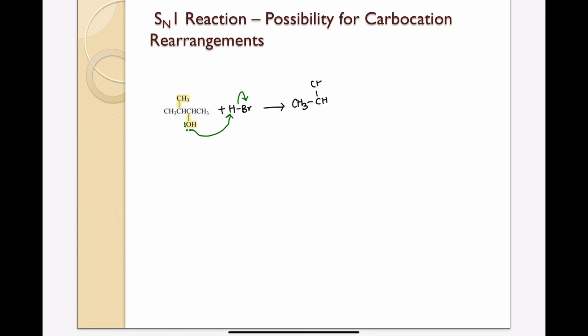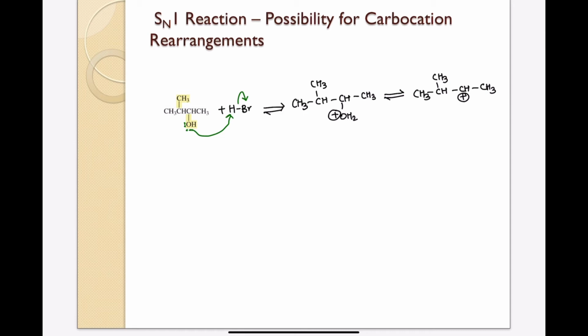Okay, let me write down the leaving group. Here is your leaving group. And now that it has been converted into a good leaving group, it can now form a carbocation, right? Let's write down the structure for the carbocation. Here is my carbocation. Now, you need to find out whether this carbocation can be changed into another carbocation through some kind of rearrangement.